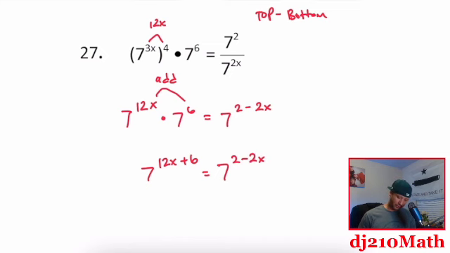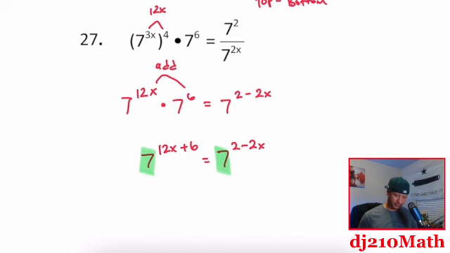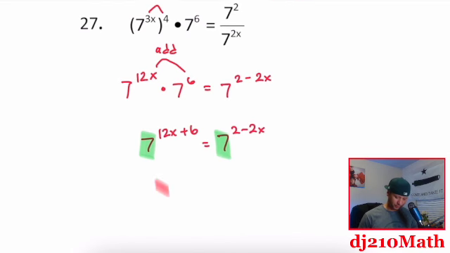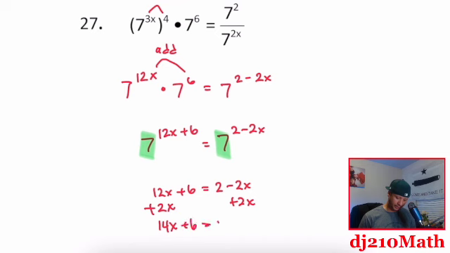So now that the bases match, we set the exponents equal to each other, and it's just a one variable problem. So 12x plus 6 is equal to 2 minus 2x plus 2x, 14x plus 6 equals 2, minus 6 minus 6, it's 2 minus 6.